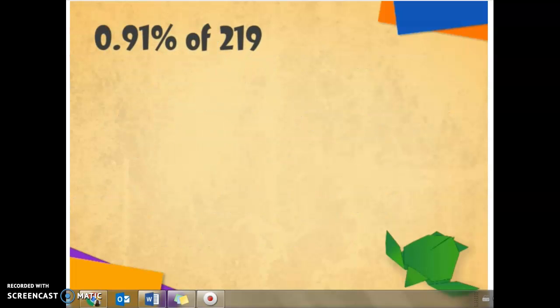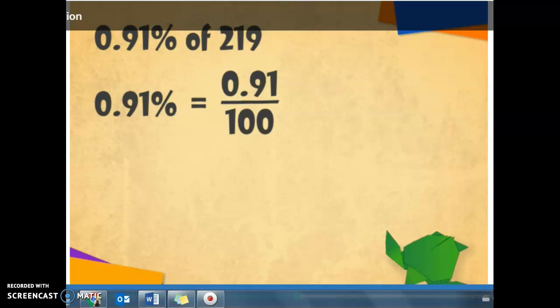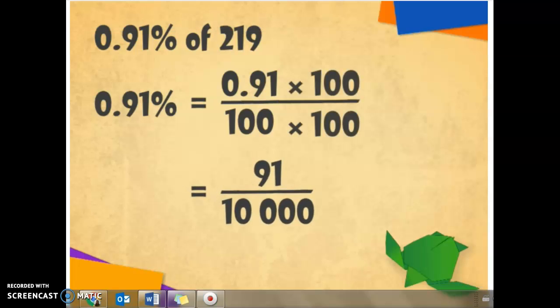Let's write 91/100% as a decimal. 91/100% is 91/100ths over 100. Multiply the numerator and denominator by 100 to get whole numbers. 91 over 10,000 is 91 10,000ths.